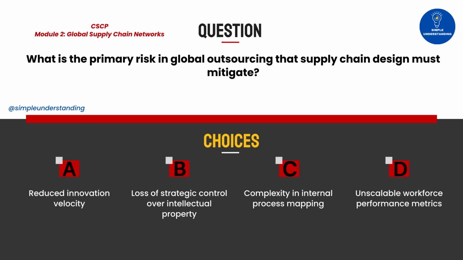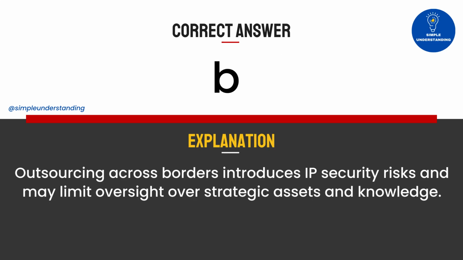2. What is the primary risk in global outsourcing that supply chain design must mitigate? A. Reduced innovation velocity. B. Loss of strategic control over intellectual property. C. Complexity in internal process mapping. D. Unscalable workforce performance metrics. Correct answer, B. Explanation. A major concern in global outsourcing is the potential loss of IP control and oversight of sensitive business processes.